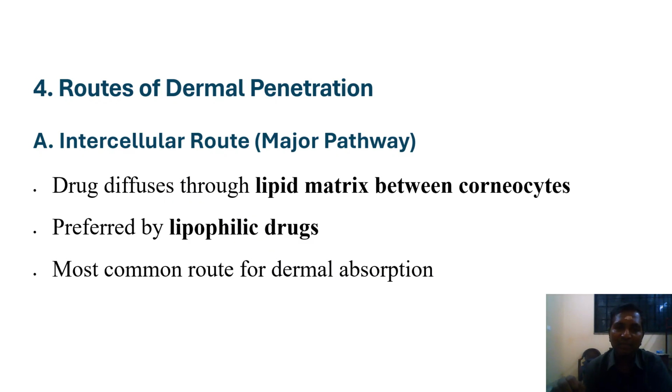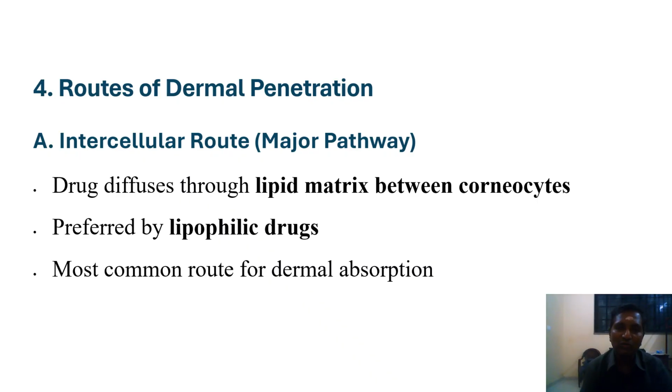After understanding the mechanism of dermal penetration, let us now discuss the different routes through which a drug penetrates the skin. Drugs applied on the skin can enter the body through three main pathways. These are the intercellular route, transcellular route, and appendageal route. Each pathway allows the drug to move through the skin in a different way depending on the physicochemical properties of the drug.